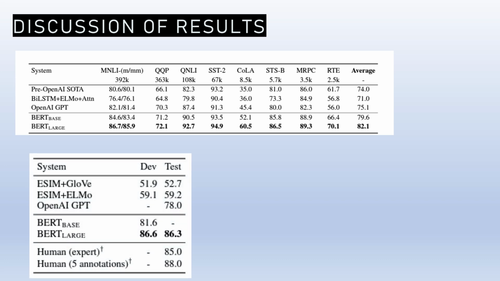This next table shows the results from using the Situations With Adversarial Generations, or SWAG, dataset, which contains 113,000 sentence-pair completion examples, used to evaluate grounded common sense inference. Basically, the task is to choose the most plausible continuation among 4 choices. Both BERT base level and large versions outperformed all other learning model tests, as well as the human expert performance.